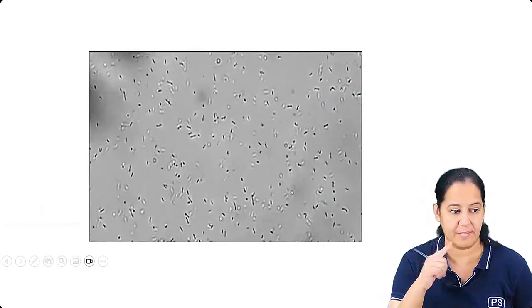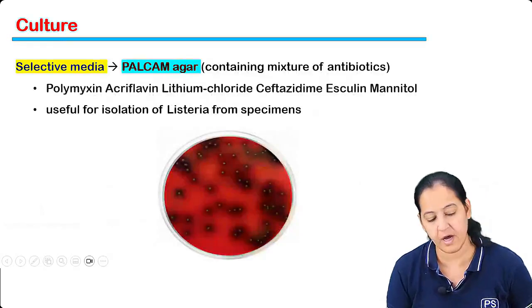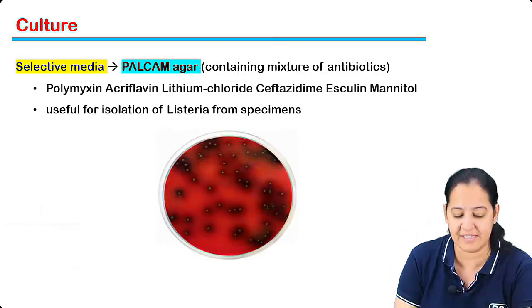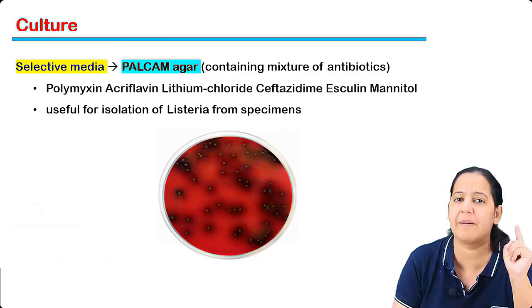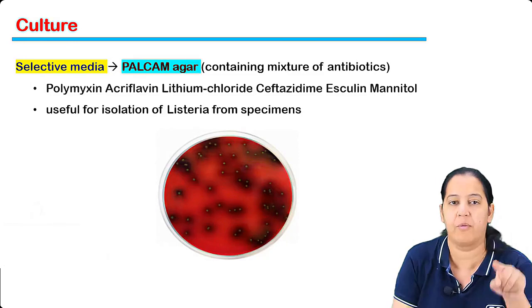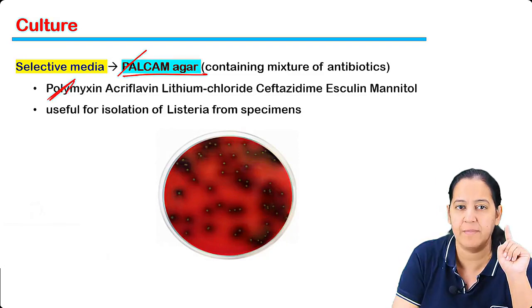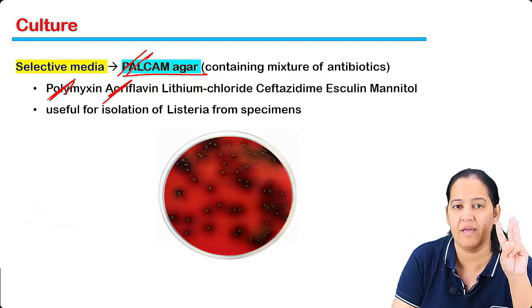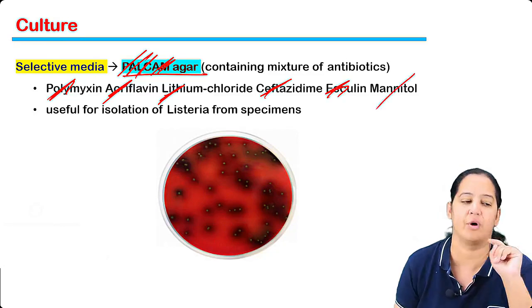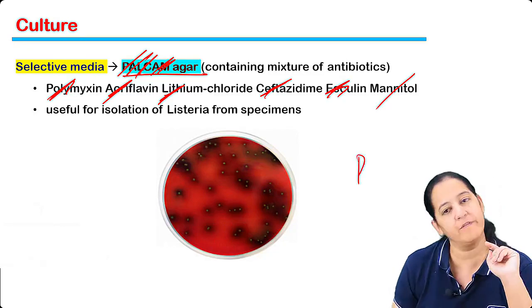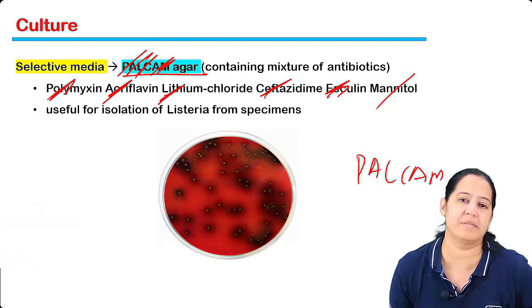So that is Listeria. You can see it's tumbling, clockwise, anti-clockwise. The selective media you have to learn here is PALCAM. Don't learn the full form, learn PALCAM. If you want to see the full form, have a look once, but don't learn it. P stands for polymyxin, A for acriflavin, L for lithium chloride, C for ceftazidime, A is aesculin, M is mannitol. You will get PALCAM only. PALCAM is the selective media.